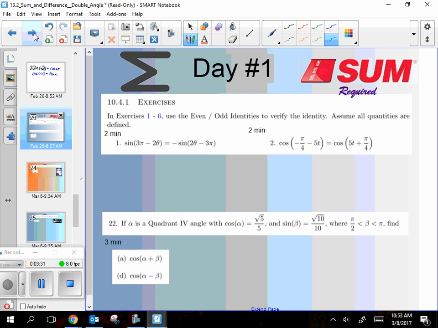Okay, so back to which even or odd identity works in this one? I'd like you to write it right underneath the problem. Well, this obviously has to do with sine. So, IA, would you read me the one that has sine in it off the sheet? Sine of negative x, same as negative sine of x.